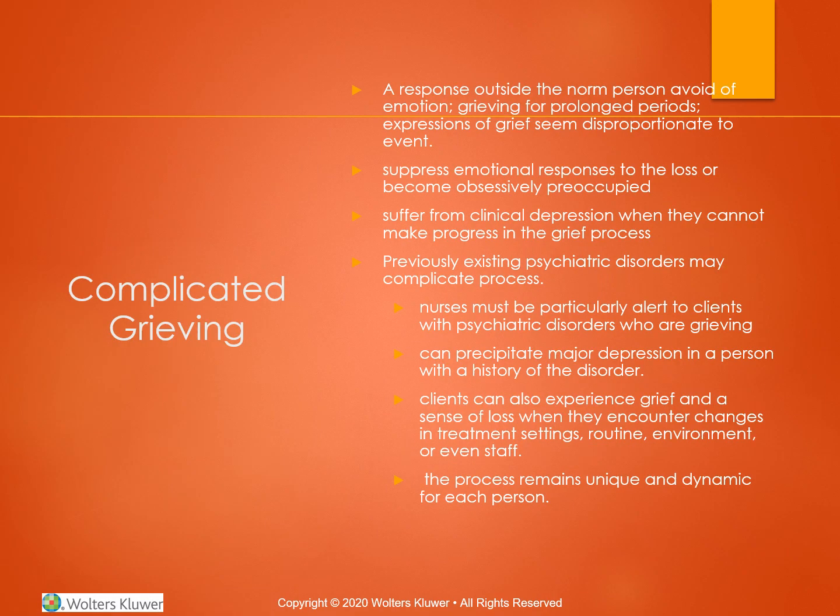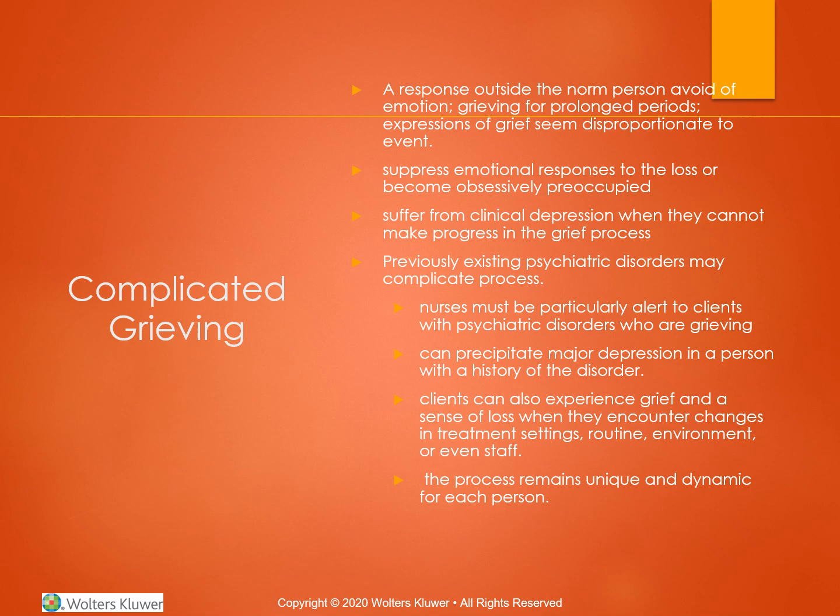So we're going to talk a little bit about complicated grieving, right? So this is a response outside the norm, a person may avoid emotion, grieving for prolonged periods, expressions of grief seem disproportionate to the event, right? They can suppress emotional responses due to their loss or become obsessively preoccupied. They can suffer from clinical depression when they can't make progress with their grief.